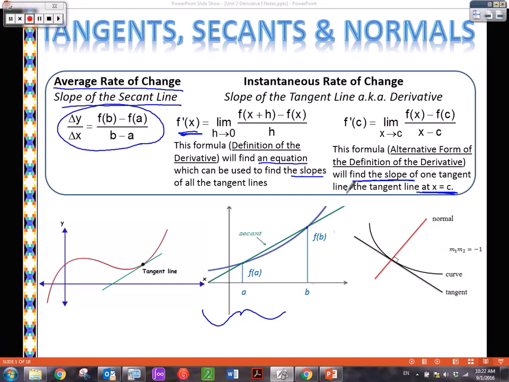This one is the classic definition of the derivative, and this one is the alternative form of the definition of the derivative, because on the formula quiz I will ask you by name. And if you give me the wrong one, that's not going to be good for your formula quiz grade. Okay, you need to know which is which. This is the definition of the derivative. This is the alternative form of the definition of the derivative. Okay? And they're very important.